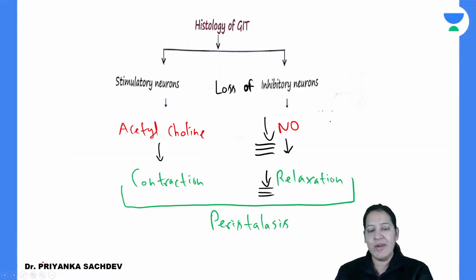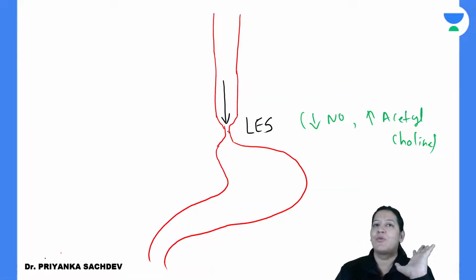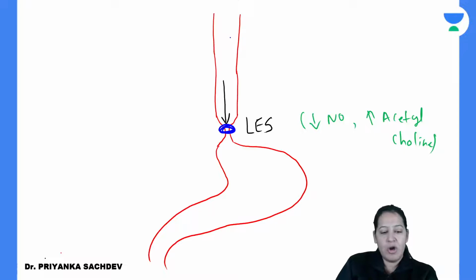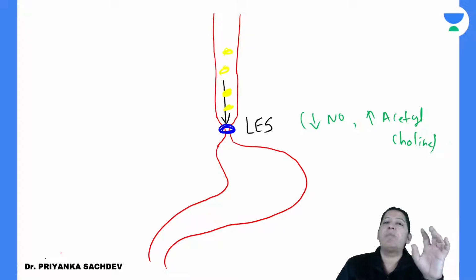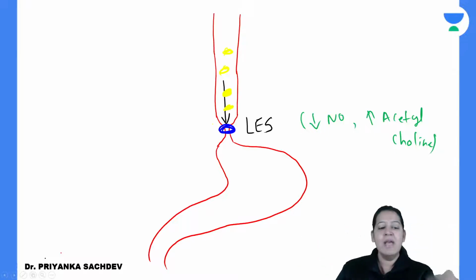In achalasia, during swallowing also, this LES is not opening. LES is always closed. During eating, during swallowing, during drinking, LES is not opening. So food particle cannot be transmitted from the esophagus to the stomach. The food particle will gather in the esophagus only.